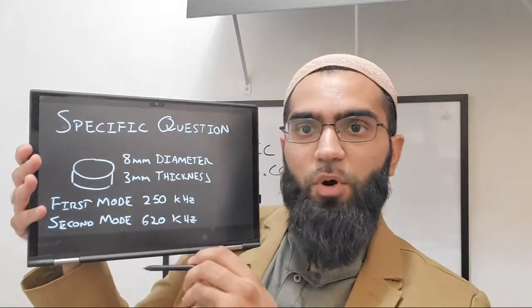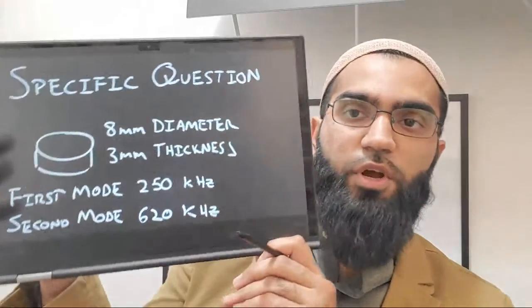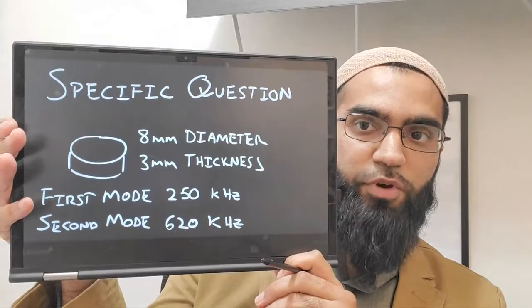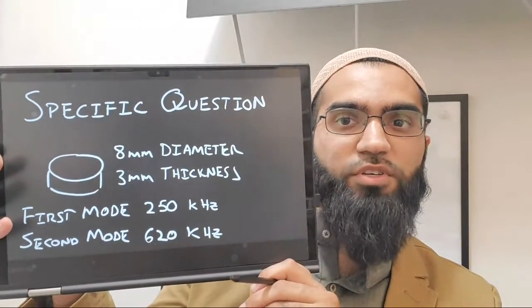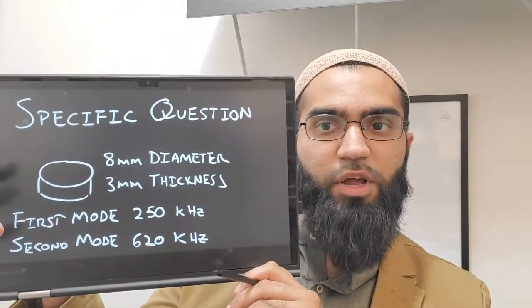So next time we're going to go over this question. I'm just going to briefly introduce it. What if you had a sample of this geometry, 8 millimeters diameter and 3 millimeters thickness? Now the diameter and the thickness are getting kind of similar. They're getting pretty similar in size.